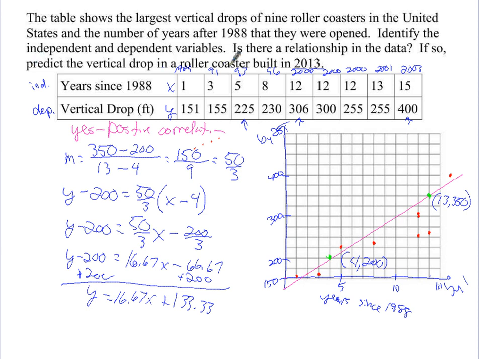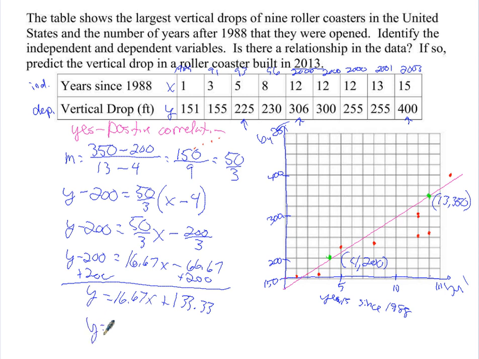It says predict the vertical drop in a roller coaster built in 2013. So what are we going to do with that 2013? We're going to plug 2013 in for x right here? Or are we going to plug in for y? What is year 2013? Which variable is that? That's x. Years, but it's years since 1988. So if 2013 is in here, then how many years since 1988 is that? It's 25. So we're going to plug 25 into our equation because we're using years since 1988.